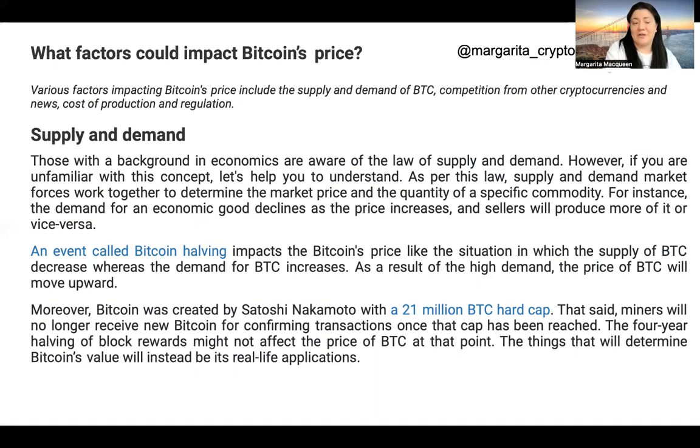That said, miners will no longer receive new Bitcoin for confirming transactions once that cap has been reached. The 4-year halving of block rewards might not affect the Bitcoin price at that point. What will determine Bitcoin's value will instead be its real life applications. Kind of makes sense, you know, if we think about that.